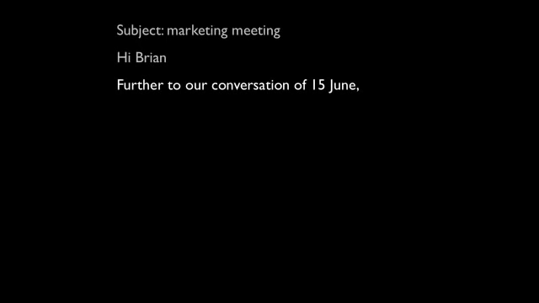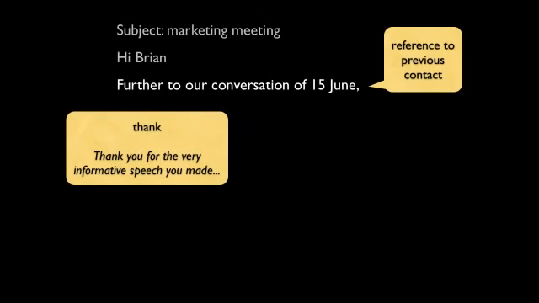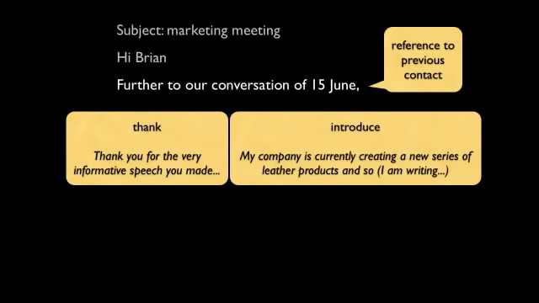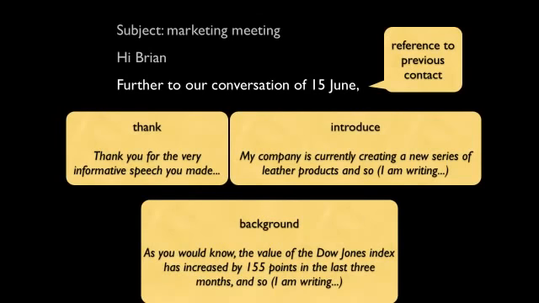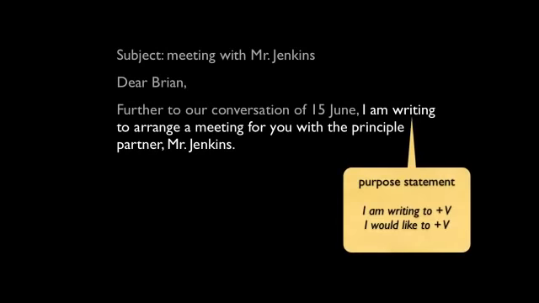Because we don't know the person very well, we remind the reader of who we are by referring back to the last contact that the writer and the reader had. This may also involve thanking the person for something they have done or saying something positive about them. If there hasn't been any contact, we will then have to introduce ourselves, our company, or our products. And we may provide background to why we're writing to make the email more persuasive. A clear purpose is always good for you, the writer, and also for the reader.